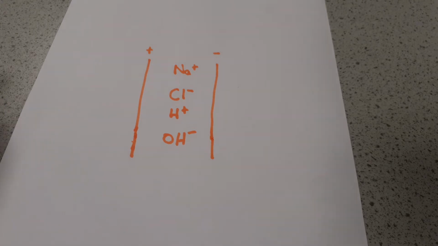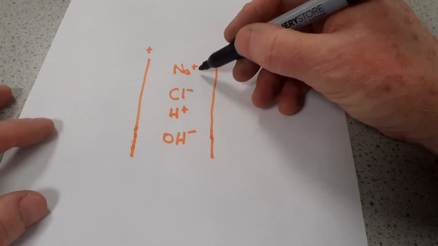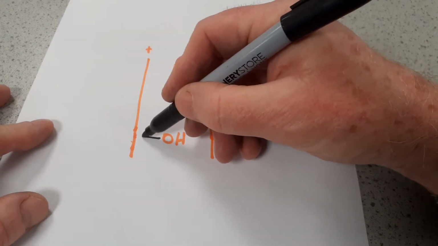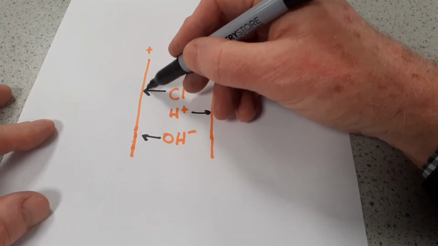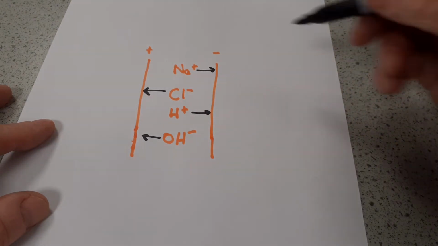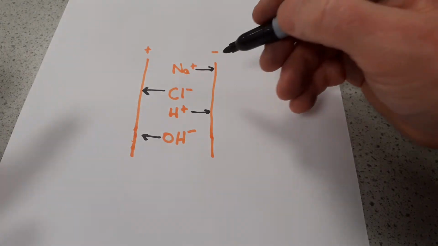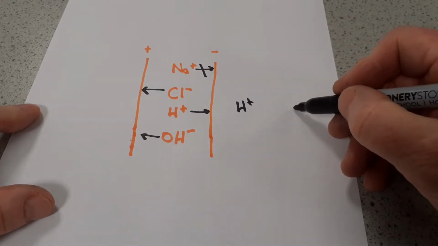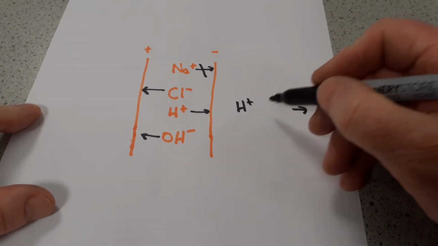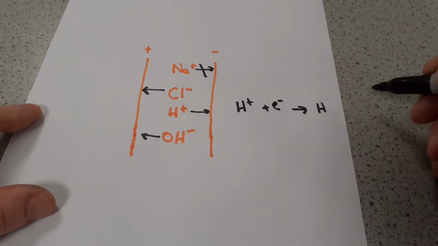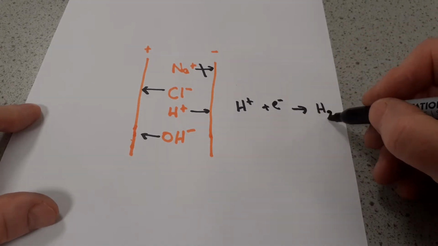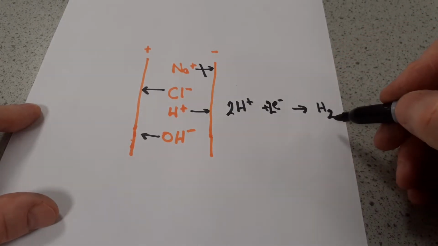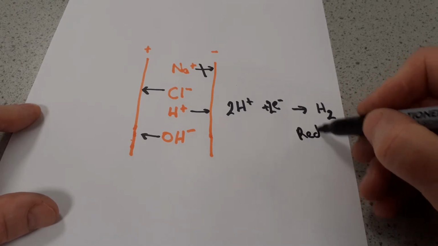So let's look at what's happening in this solution. The positive ions both move towards the cathode and the negative ions both move towards the anode. Now obviously, as we've seen hydrogen produced, sodium isn't released. Now for a hydrogen ion to form hydrogen gas, it's got to gain an electron, and hydrogen gas we know is H2, so we need two hydrogen ions and two electrons, and this is called reduction.